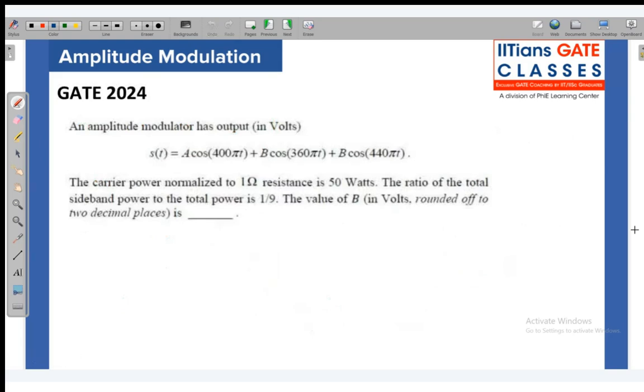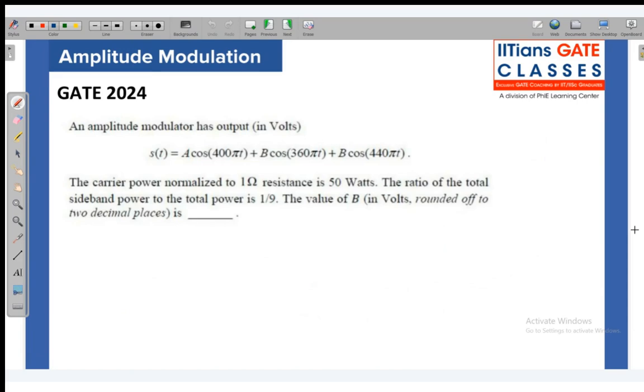Now, there is a question for you all. Guys, if you solve this question, I become happier and your confidence will also build. This is a question from GATE 2024. Whatever you have listened to in the last 60 minutes, you will be able to solve this question. An amplitude modulator has output S of t is equal to A cos 400 pi t plus B cos 360 pi t plus B cos 440 pi t.